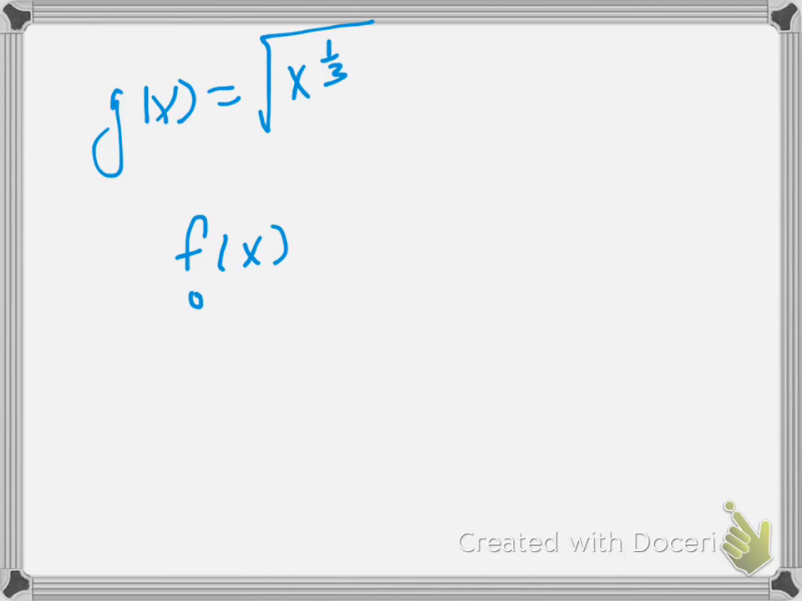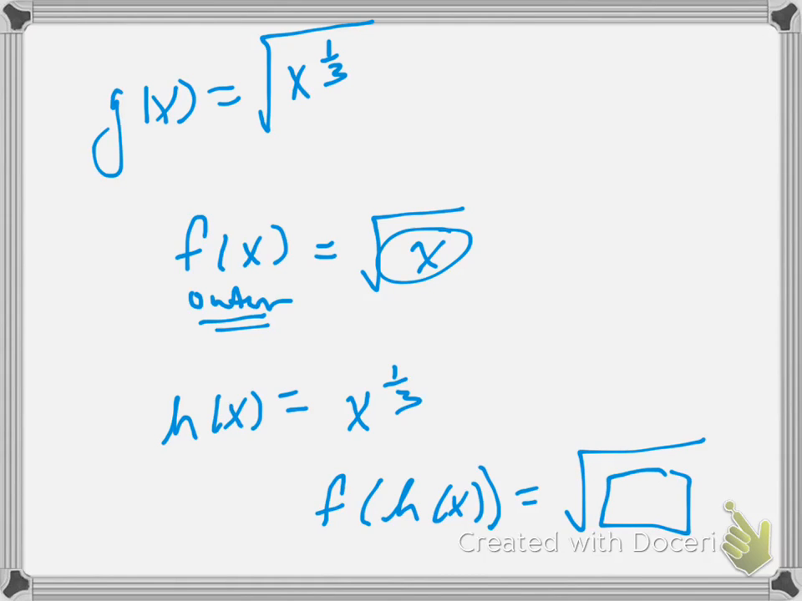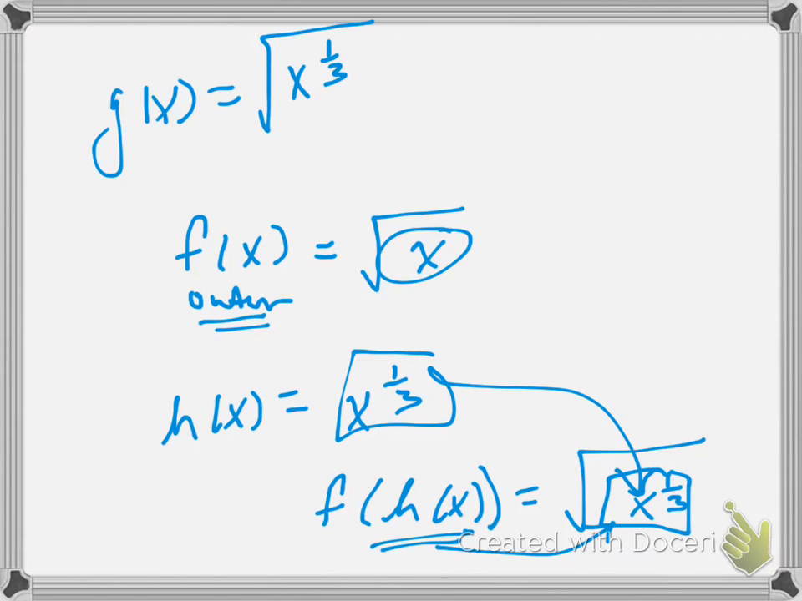Again, think of that as the outer function. What's the outer thing that's happening? Just the square root of x. And what's h of x? x to the 1/3. So g of x is f of h of x, because when I plug in, instead of writing x, I'm going to write x to the 1/3 and plug that into it. Oh, yeah. Okay. That's how it works. Lovely.